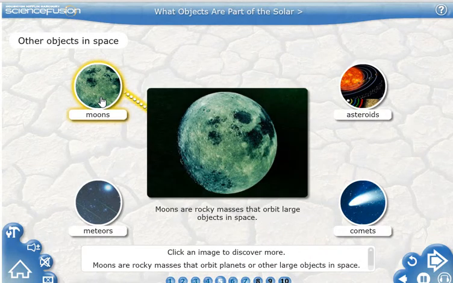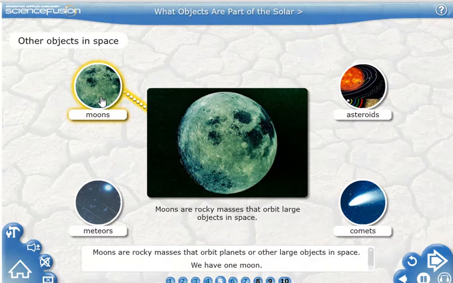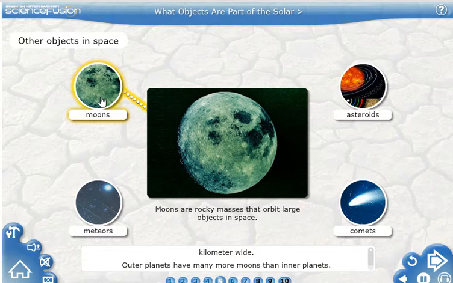Moons are rocky masses that orbit planets or other large objects in space. We have one moon. Saturn has dozens, from one larger than Mercury to others less than a kilometer wide. Outer planets have many more moons than inner planets.